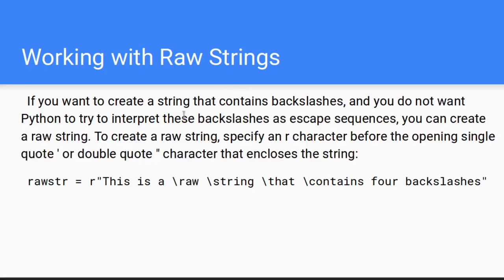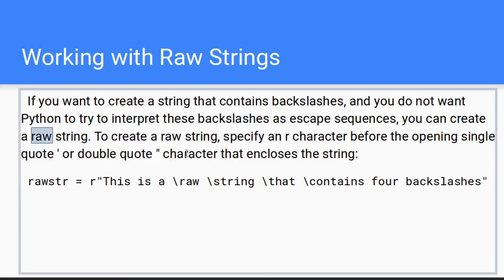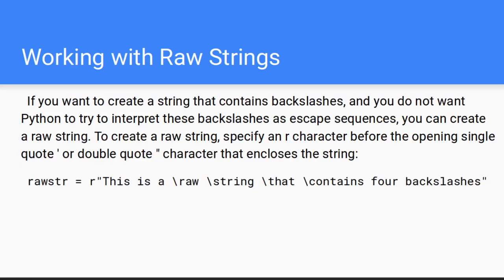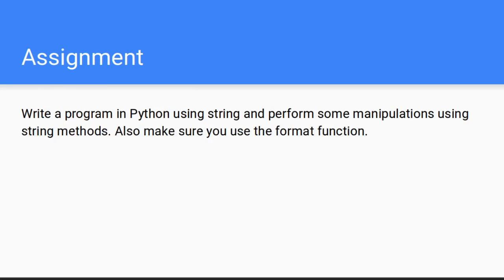If you want to create a string that contains backslashes and you don't want Python to try to interpret the backslashes as escape sequences, and you don't want to prefix them with a backslash, you can create a raw string. To create a raw string, specify an r character before the opening single quote. We also saw this in a previous session, so this should be nothing new for people who've been following along. The assignment for this session is to write a Python program and use string functions, including the format function.